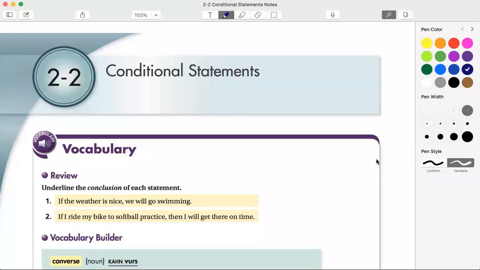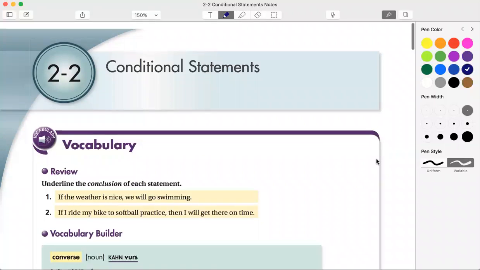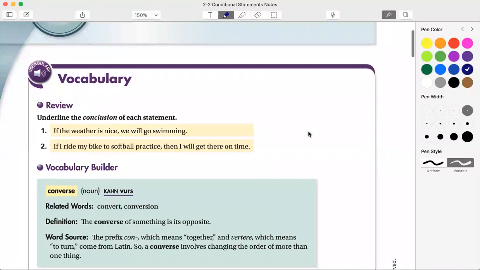All right, and this is section 2-2, conditional statements. All right, vocabulary. So we're going to underline the conclusion of each statement. So if the weather is nice, then we will go swimming. So the conclusion is what will happen: we will go swimming.